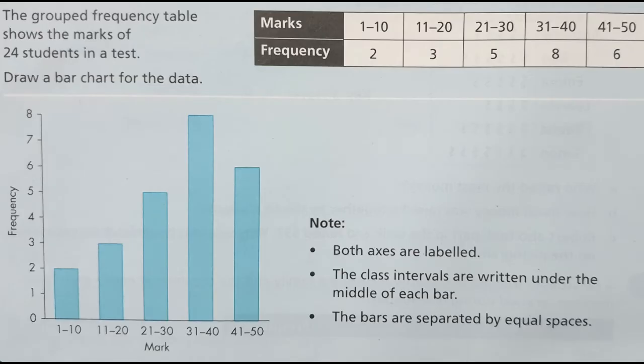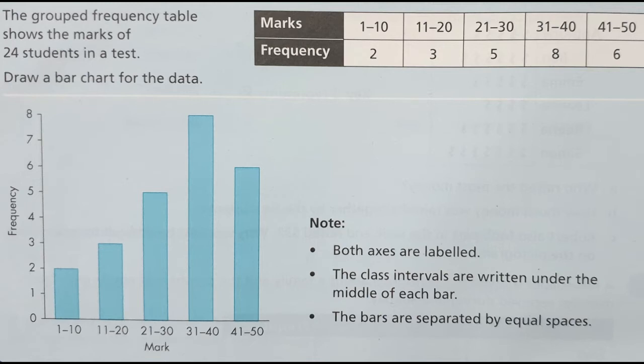Now in order to represent this in a graph, we need to take the marks on the x-axis and the frequencies on the y-axis. So the first bar will be for 1 to 10. For 1 to 10, the number of students is 2. That is why we draw the bar for 1 to 10 up to 2. Then 11 to 20 is 3, so the bar extends till 3. Then for 21 to 30, the bar is up to 5. Like this, it goes on for all the values.